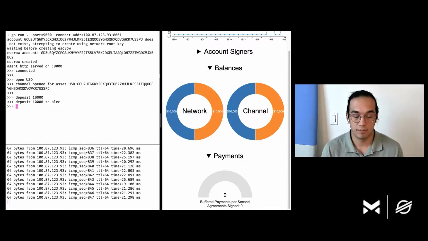Cool. The deposits are in. So we can see on the left pie chart that the account balances on the Stellar network have updated, showing our contributions on our private network. The right pie chart shows our balances of the channel off network.